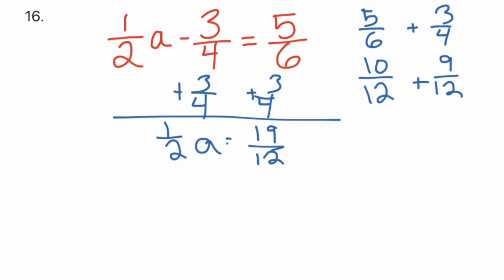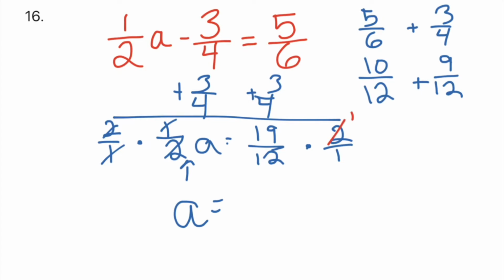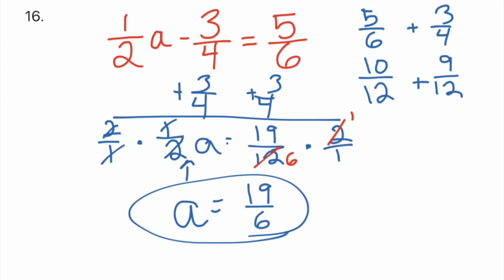So that's 19/12. And then just like in that previous problem, instead of dividing over here by 1/2, you actually end up multiplying by 2/1, which means I multiply this side by 2/1. Also, you're multiplying by the reciprocal. All of these cancel, and we're left with a equals. Over here, we can reduce. That becomes a 1. Here's a 6. And we are left with 19/6. So we got the exact same answer.